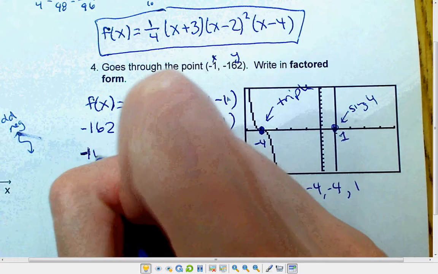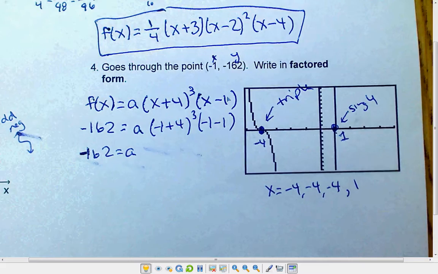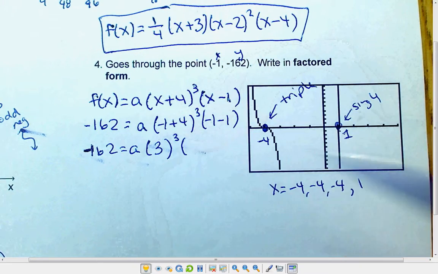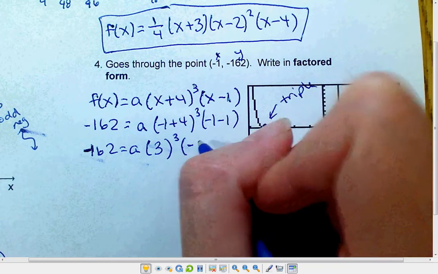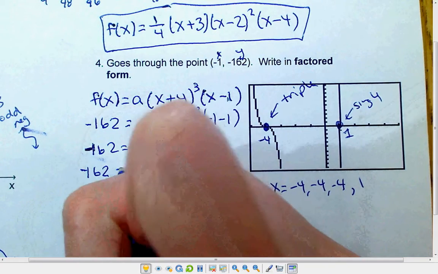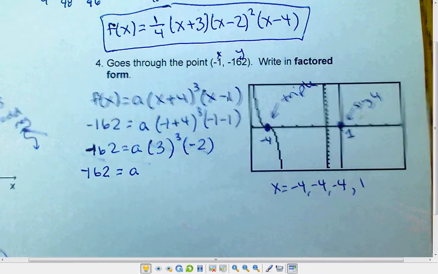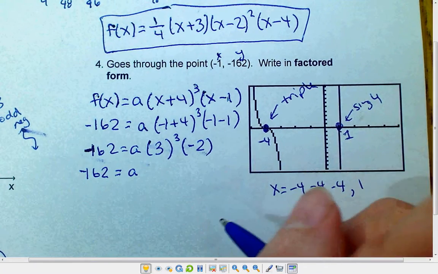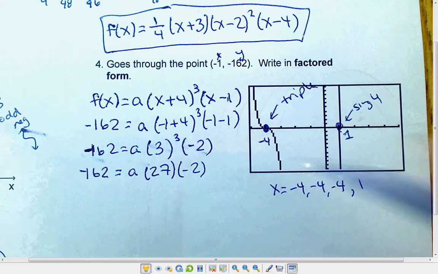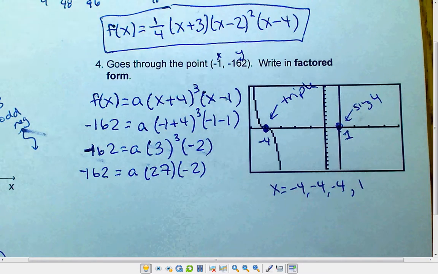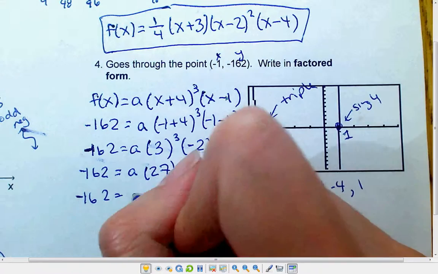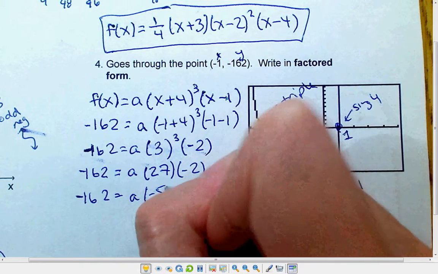So I have -162 equals a. -1 plus 4 gives me 3. Still got the cubed. -1 minus 1 gives me -2. So -162 equals a times 3 cubed. So 3 times 3 times 3 is 27. And then we still have that negative 2. So let's multiply 27 times -2, which gives me -54.